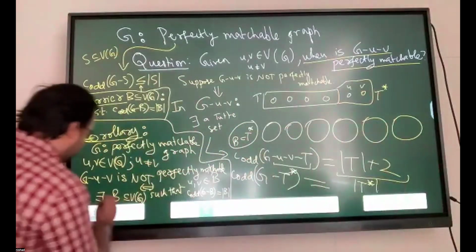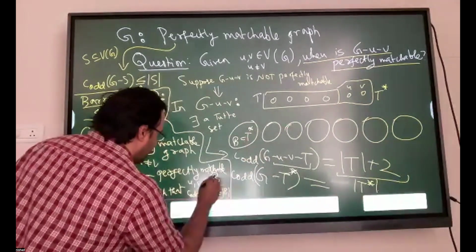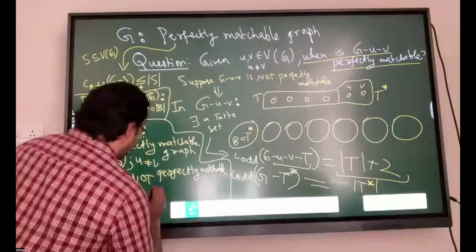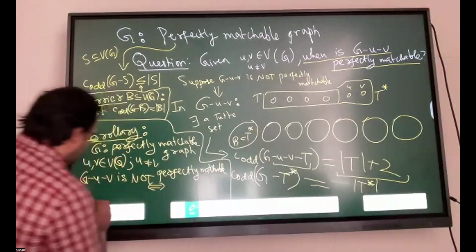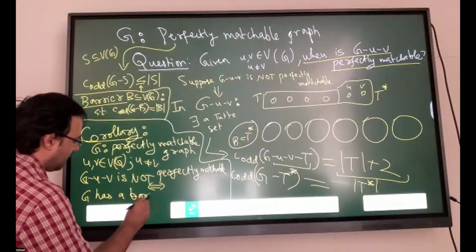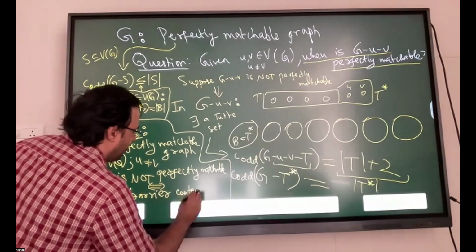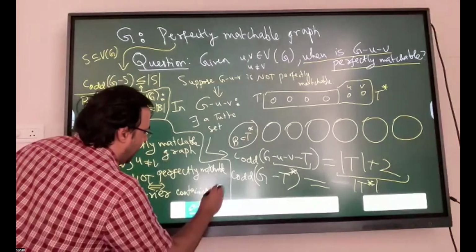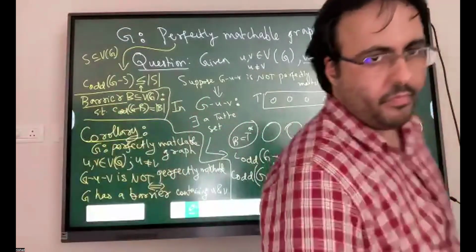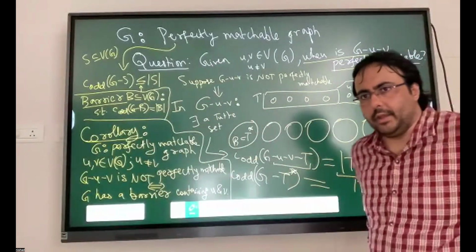Okay, so I am going to erase this and I am going to write a simpler statement here. If and only if G has a barrier containing U and V. Any questions, concerns?